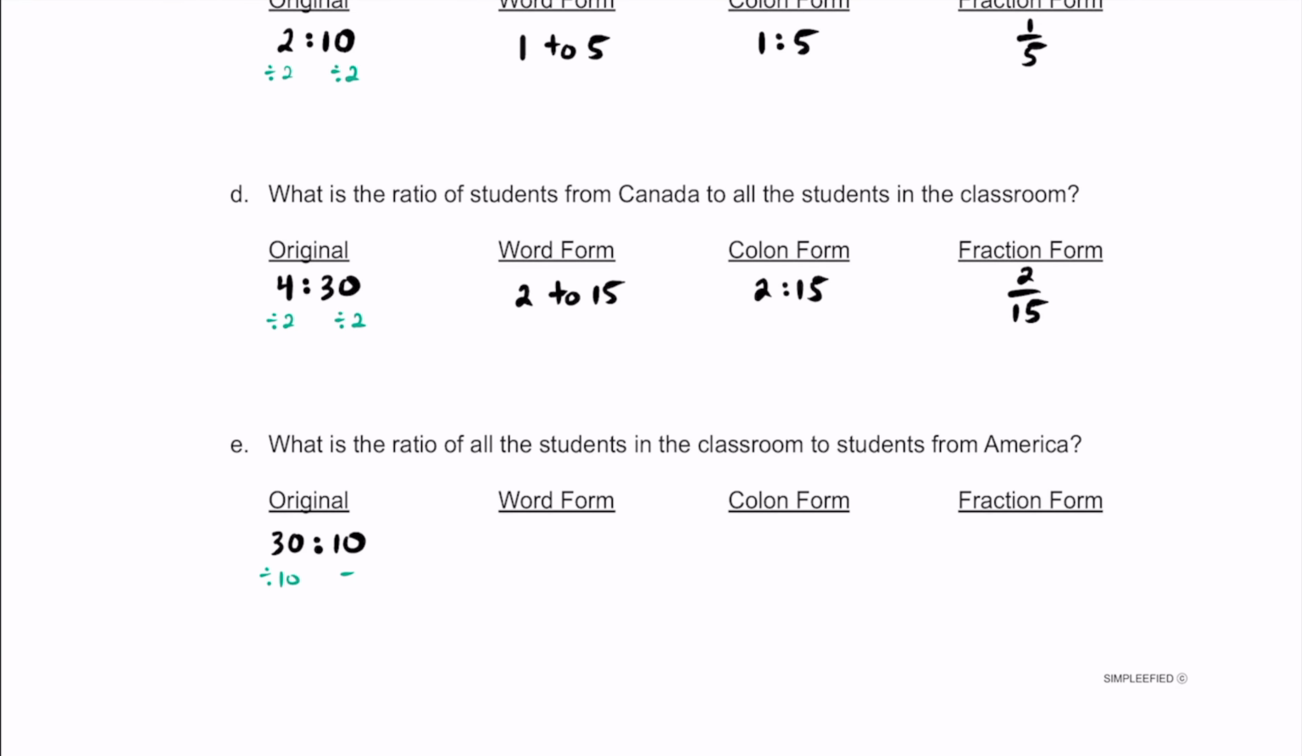We can divide by 10 and divide by 10. So the word form here, simplified, is 3 to 1. So for every 3 students, 1 is from America here. And then for the colon form, 3 to 1. And then fraction form, 3 to 1.